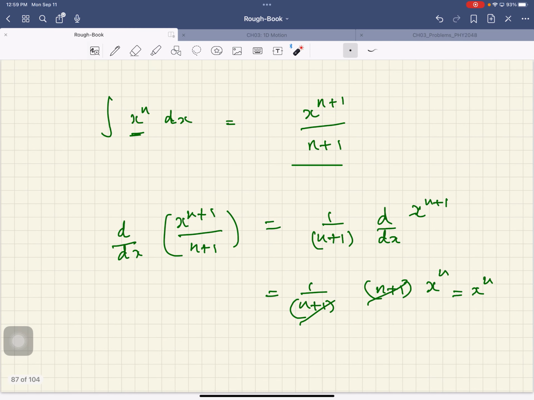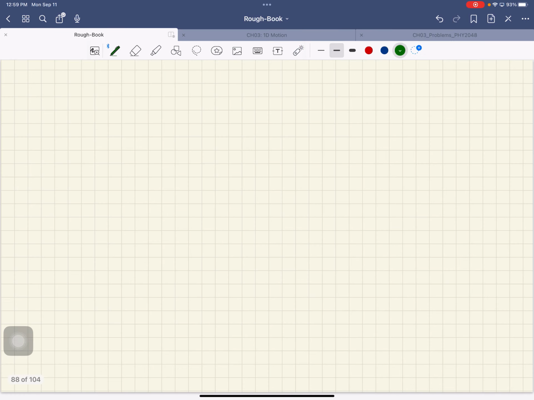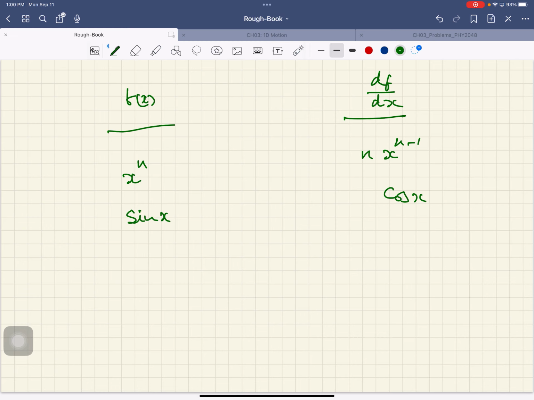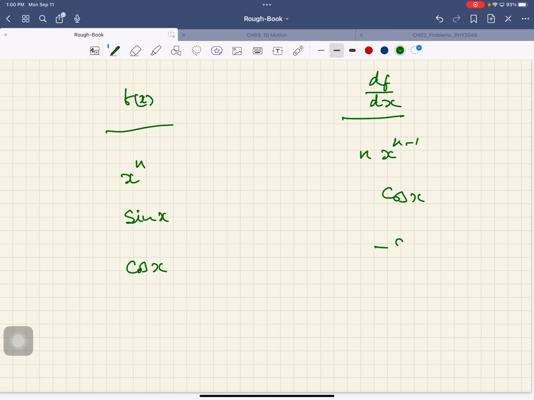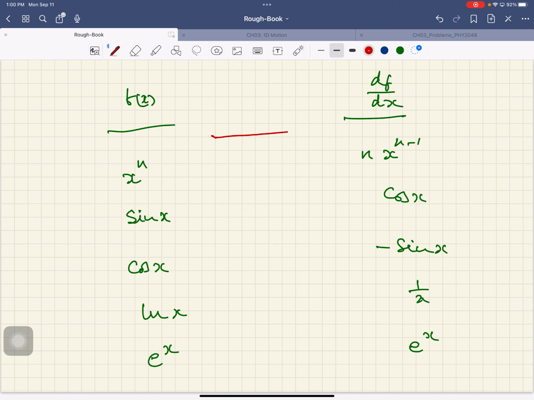So essentially, you can look up a table. If you have x to the power n, the derivative is n x to the power n minus 1. Sine x gives cosine x. Cosine x gives minus sine x, and so on. Log x gives 1 over x, and e to the power x is e to the power x. So going this direction, you're getting derivatives.